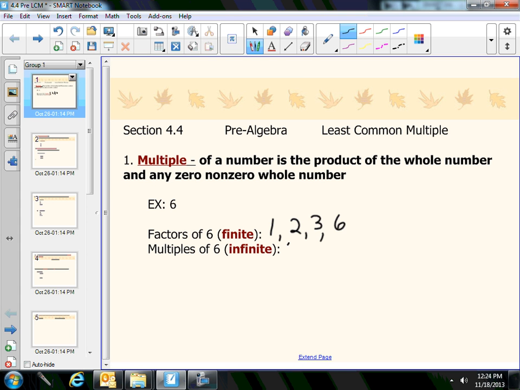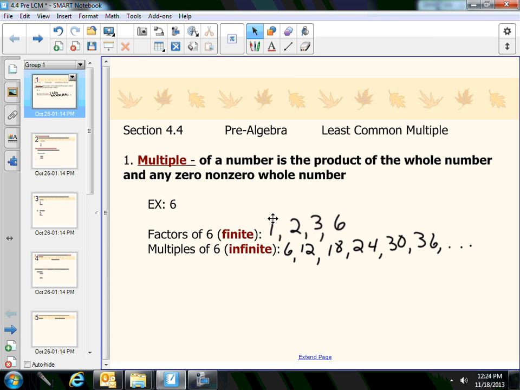The multiples of 6, you'll notice that they keep going on and on and on. They're an infinite number. They're an infinite set. So the factors of 6 are finite. The multiples of 6 are infinite.